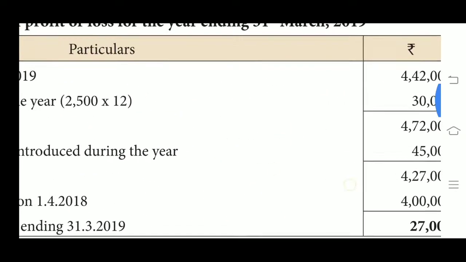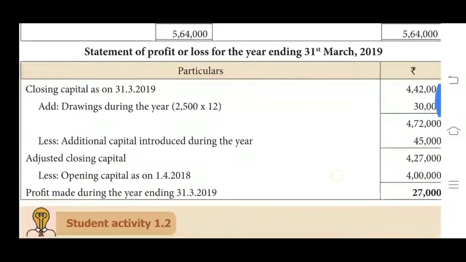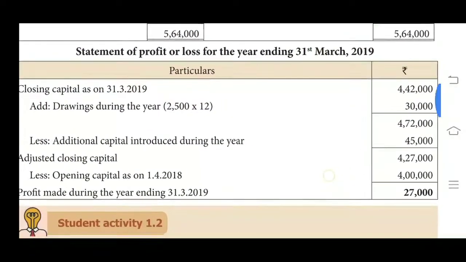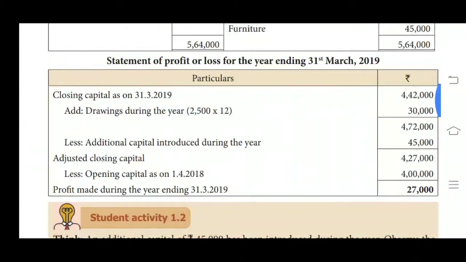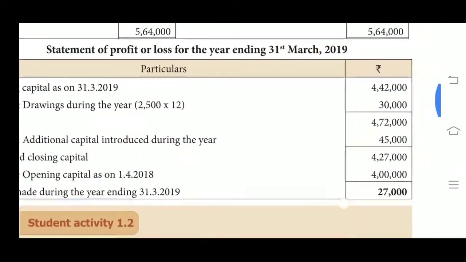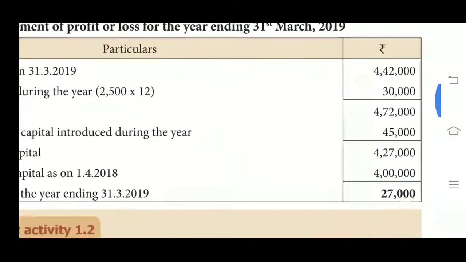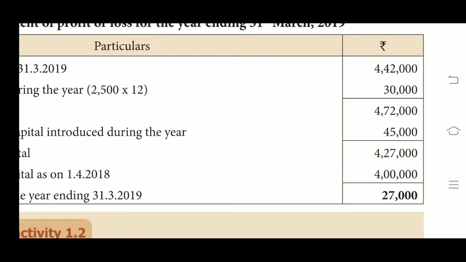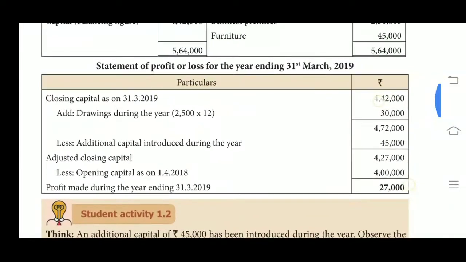Then after, deduct the opening capital as on 1/4/2018, value 4 lakh. Then deduct the amount of additional capital. This value is known as adjusted closing capital. Ascertain profit or loss by subtracting opening capital.